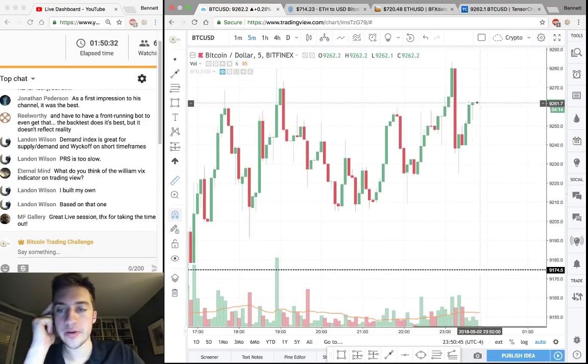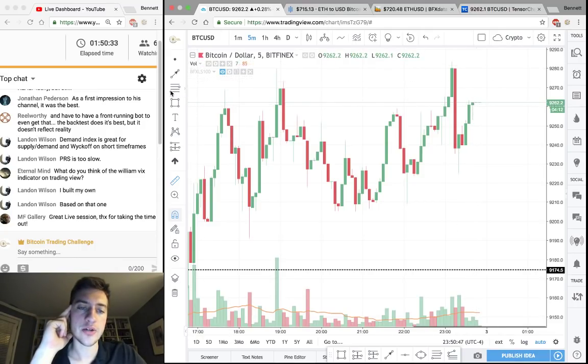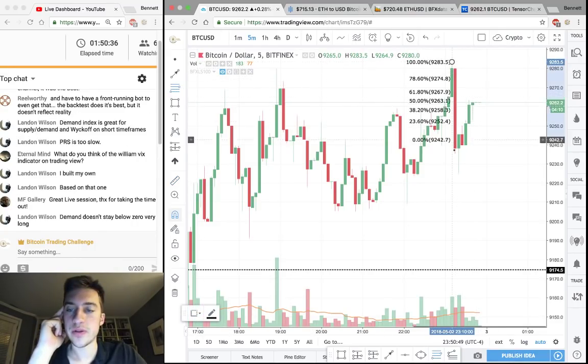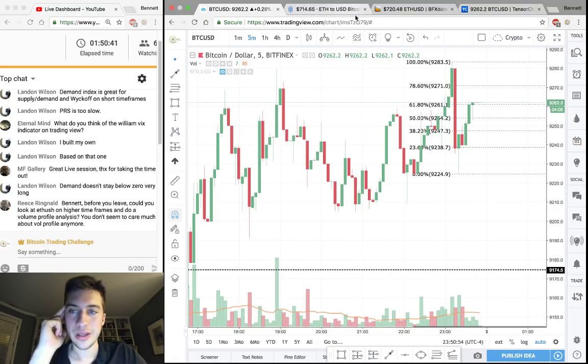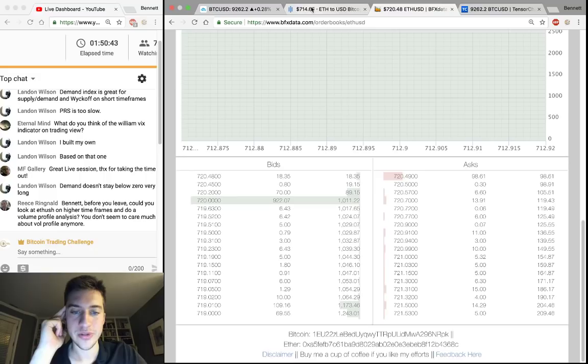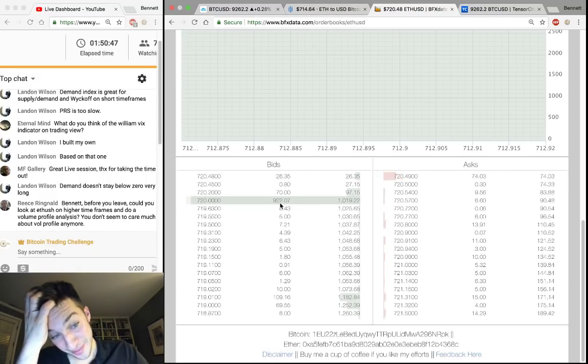So what we're looking at right here is this 61.8 price barrier. I drew this before, but price just went up to that 61.8 Fibonacci retracement. It's having a hard time breaking it. Let's take a look at, of course, supply and demand. Oh my God, look at that. For Ethereum, the amount of demand.